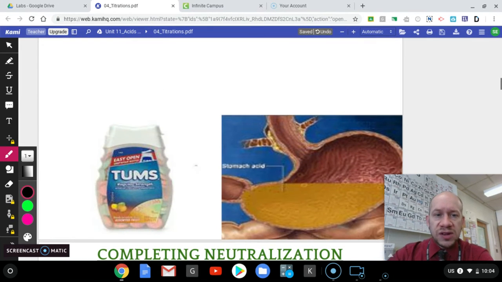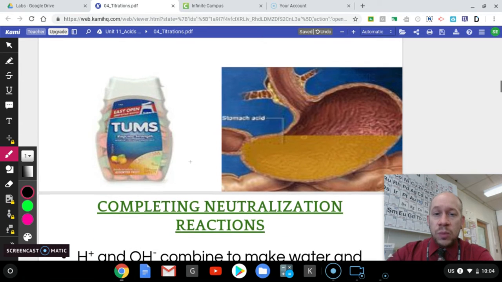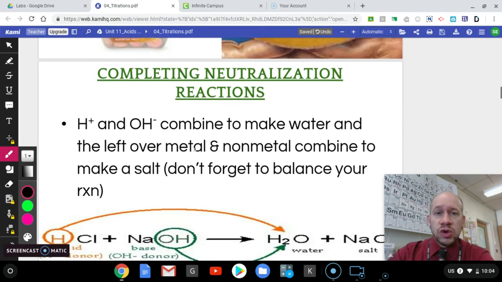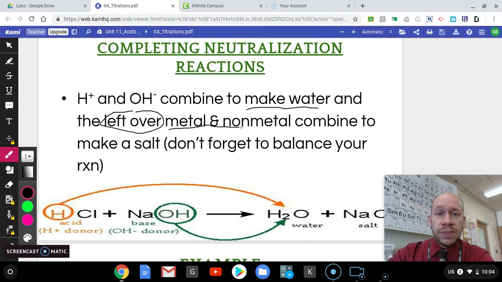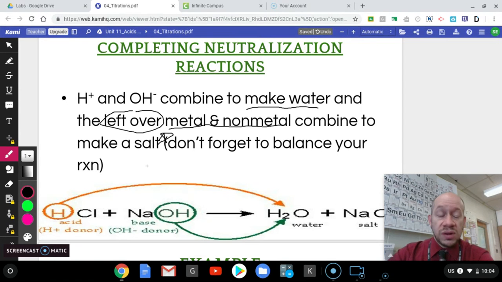So this is what happens in your stomach when you have a stomach ache. You have excess stomach acid in your tummy, and then you add some Tums, which is a base, and together they neutralize that acid, forming a salt and water. So to complete a neutralization reaction, the H+ and the OH combine to make water, and the leftover metal and non-metal combine to form a salt. Don't forget to balance your reaction once you're done.